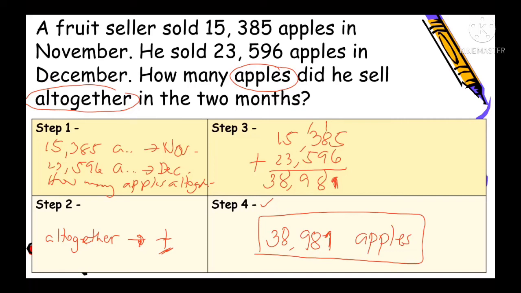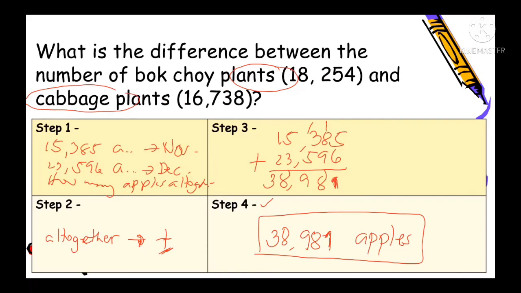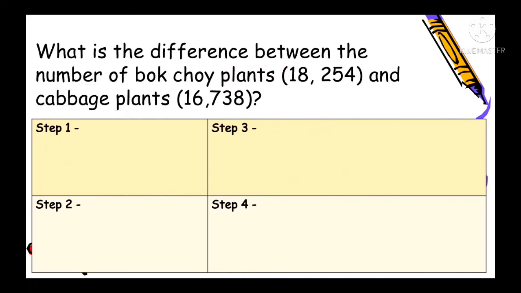Now let's move on to number 2. Okay. What is the difference between the number of bok choy plants, which is 18,254 plants, and cabbage plants, which is 16,738?